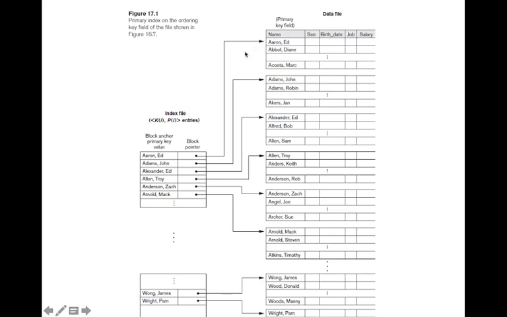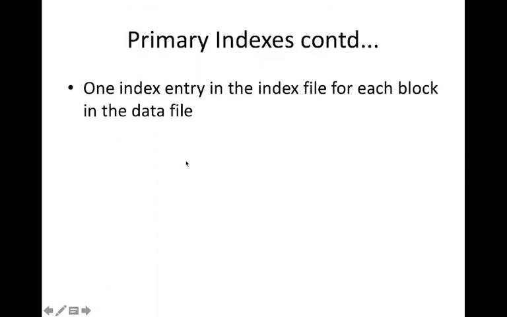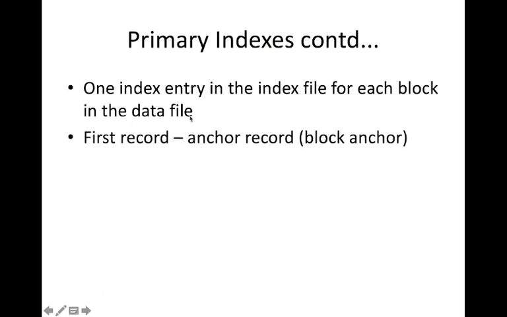For every block we have one address. So one index entry in the index file for each block in the data file. The first record we call the anchor record, or else we can call it the block anchor.